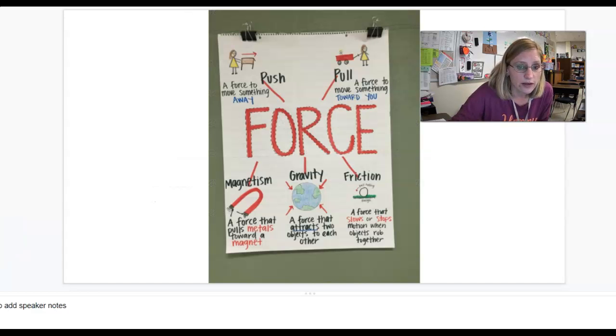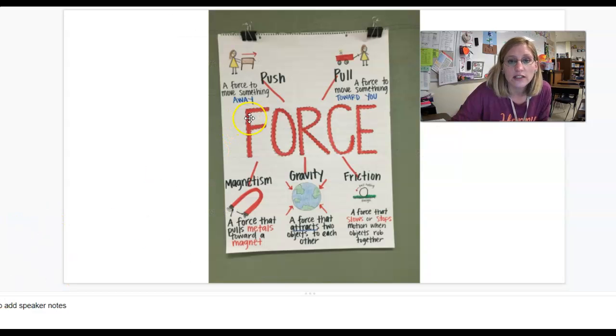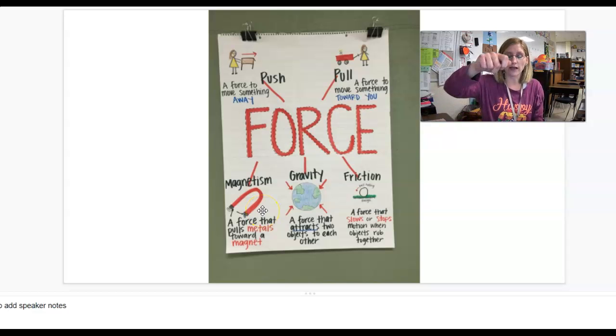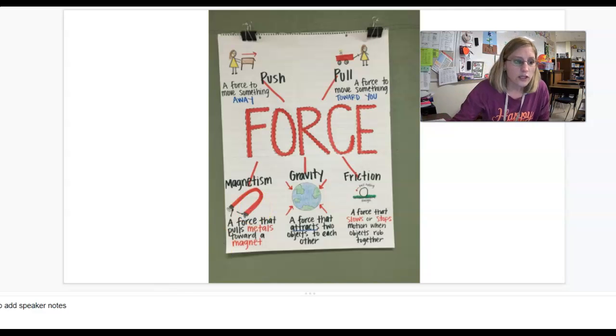Very good. Okay, you guys talked about force. The last question I had for you on force: there are different kinds of force, a push and a pull. When you magnetize something, that's also a force that can show a push and a pull. Gravity, when something falls, that's also a push or a pull. And then friction, how it stops or slows something down. So let's take a look.